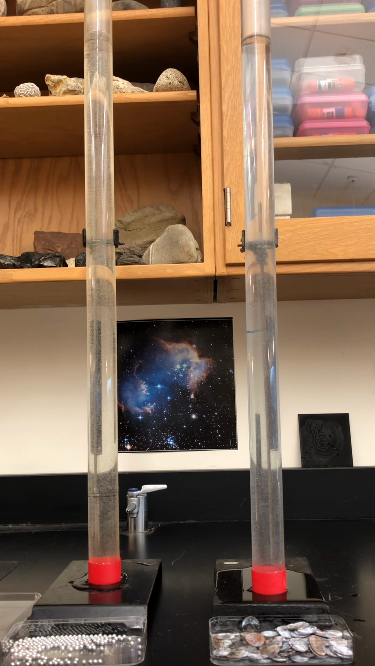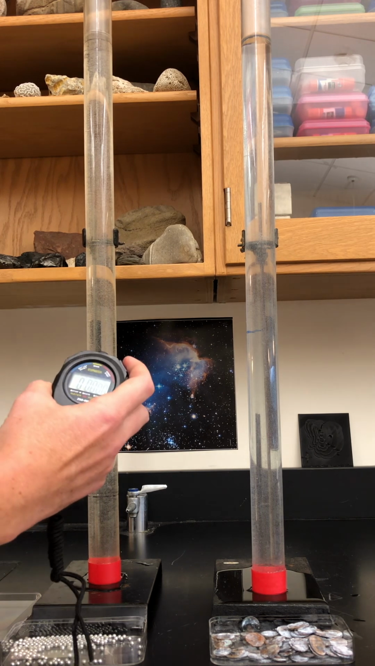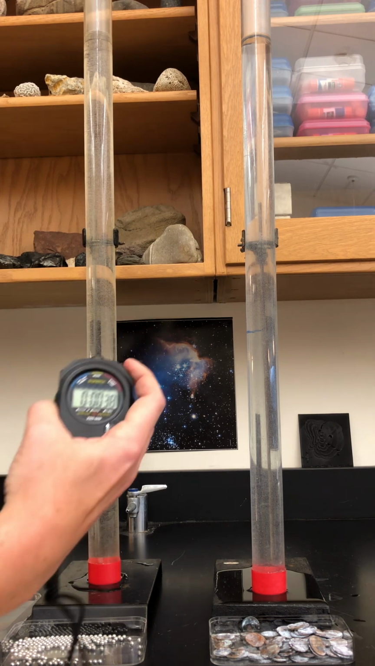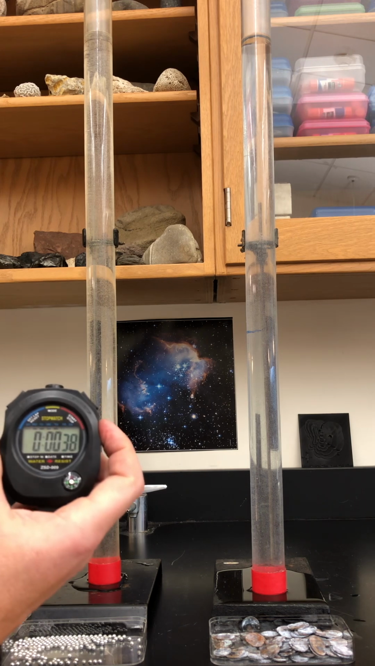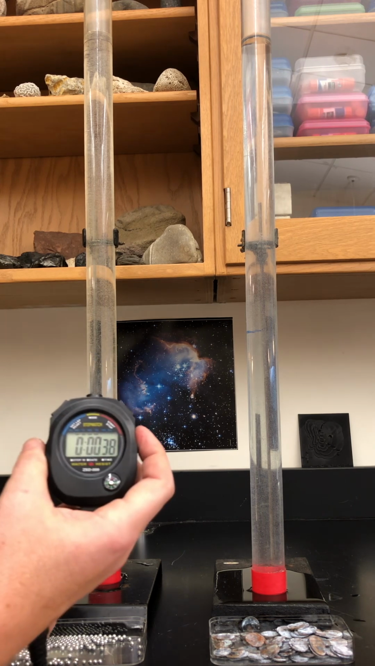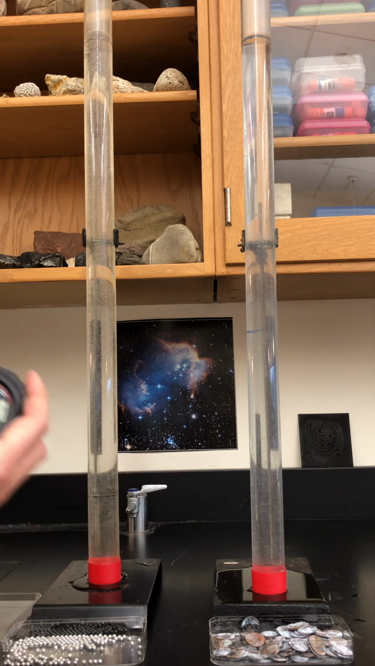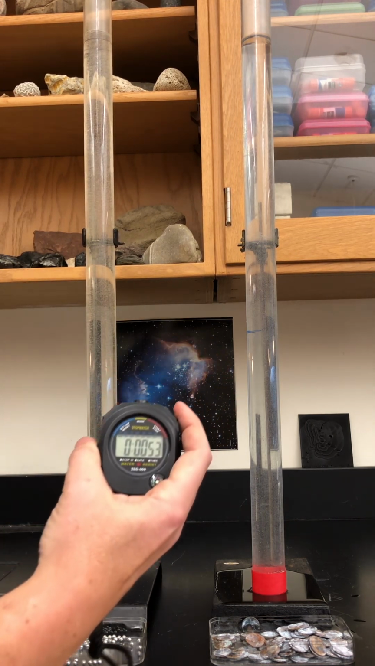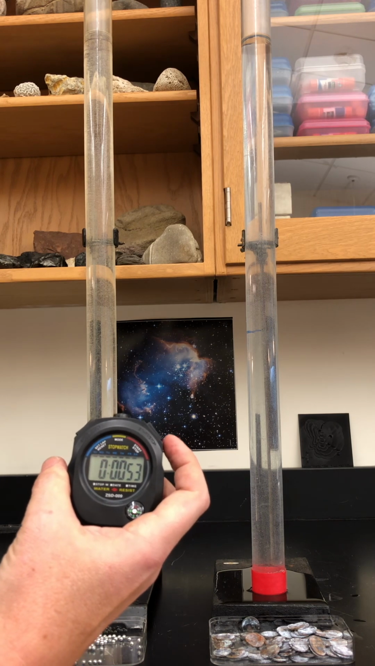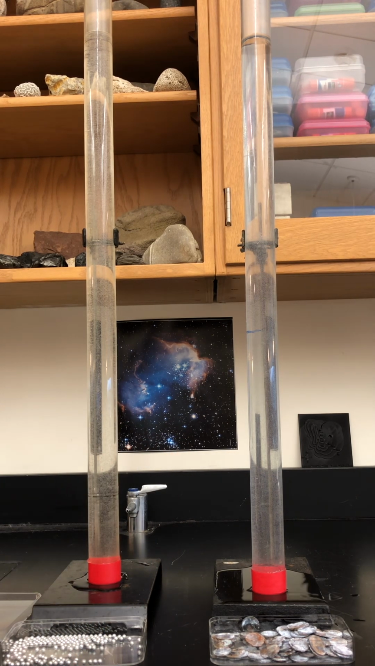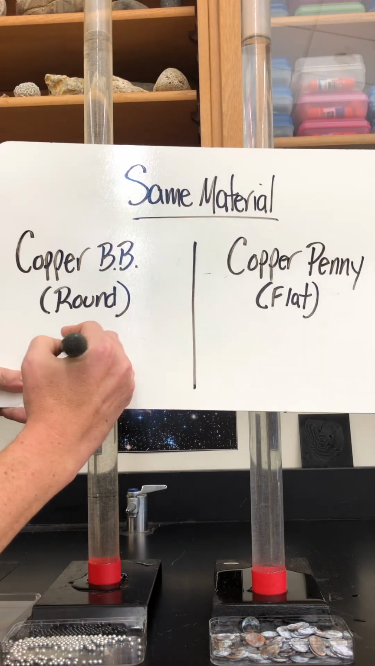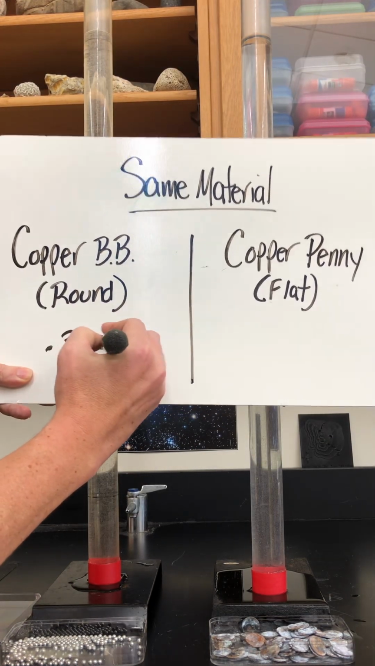I'm going to put the copper BB in. Again, this one might be a little hard to see because they're quite tiny, but they go really quick. Ready, set, go. Okay, literally 0.38 seconds. Do it one more time to show you. 0.53 seconds. So let's go with the first one, 0.38. The copper BB was 0.38 seconds.